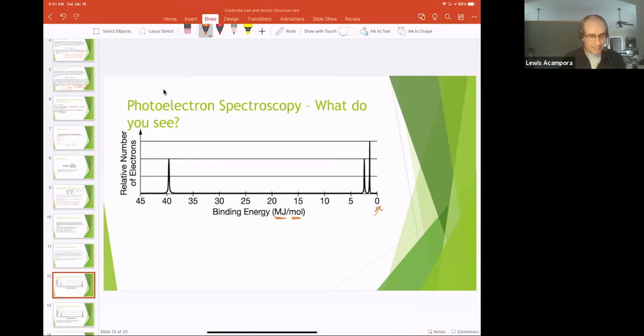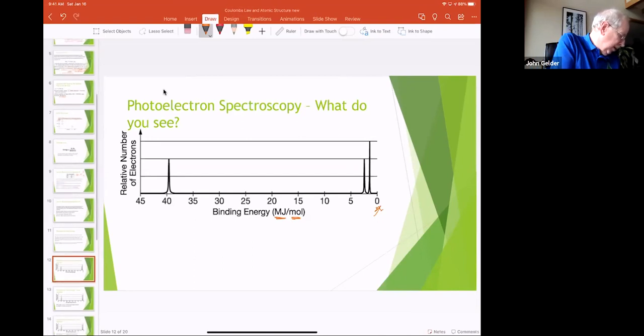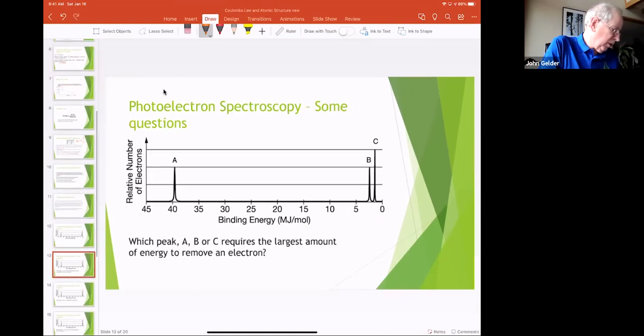We see 3 peaks. And so what I thought I would do is ask you a few questions, and Lou can set up the poll again, and we'll figure out how comfortable some of you are feeling about PES. So I'm asking, which peak, A, B, or C, requires the largest amount of energy to remove an electron?